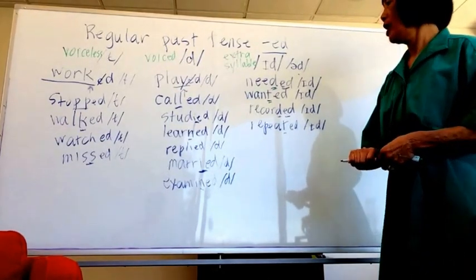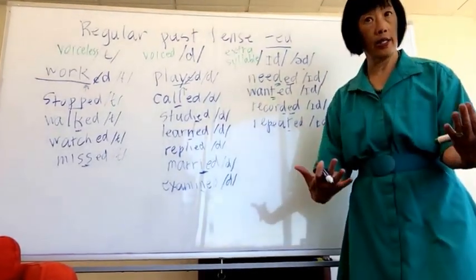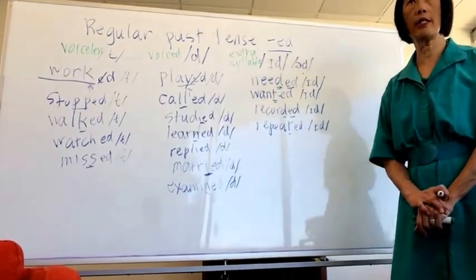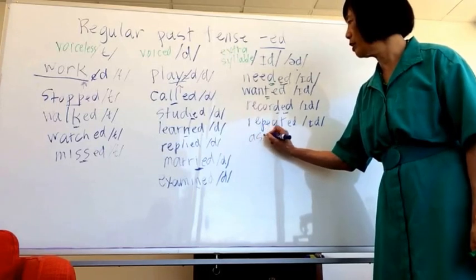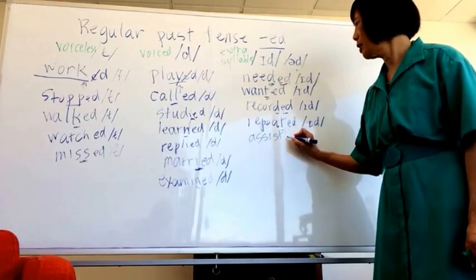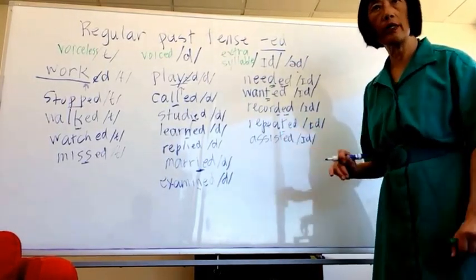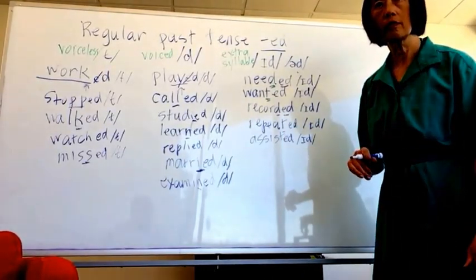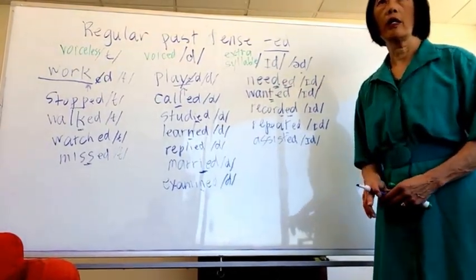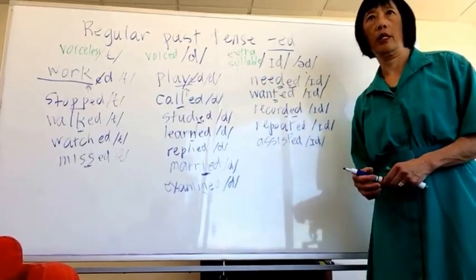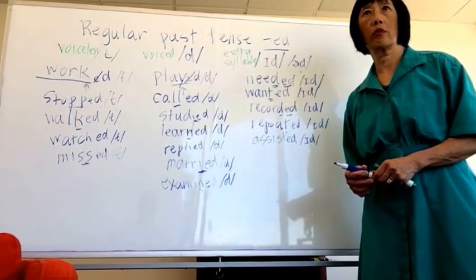So how about the word assist? May I assist you? Assist, assisted. So assisted goes over here. Assist, assisted, with an extra syllable. Assisted means helped, supported. 帮助, 协助. Okay.